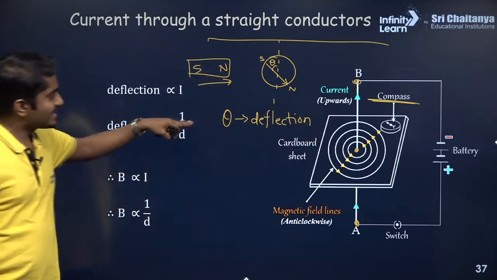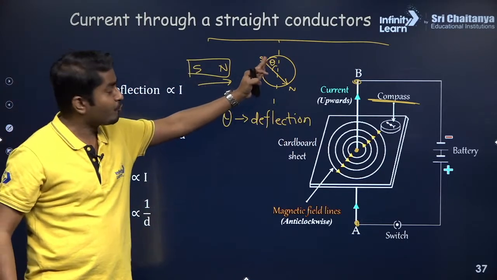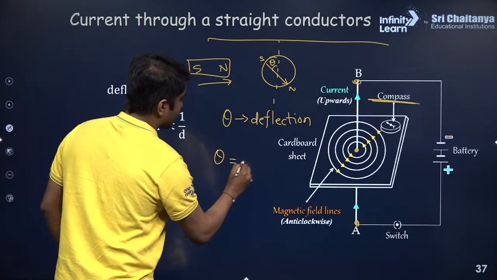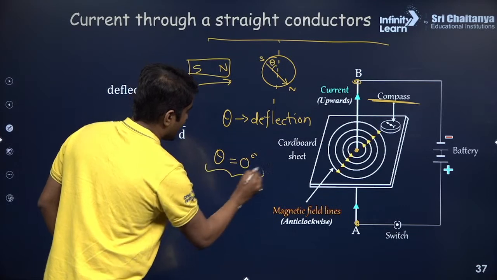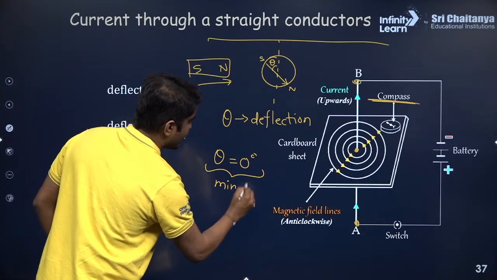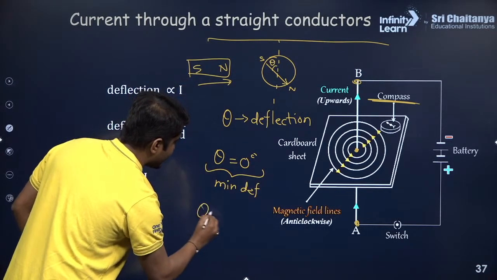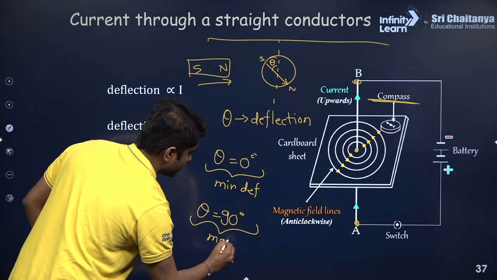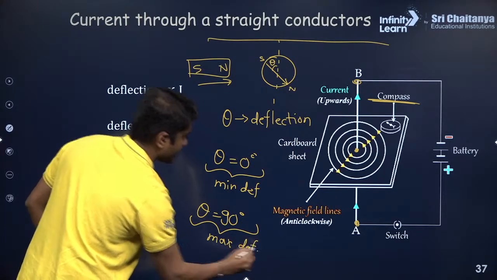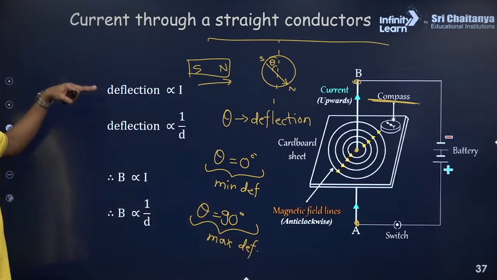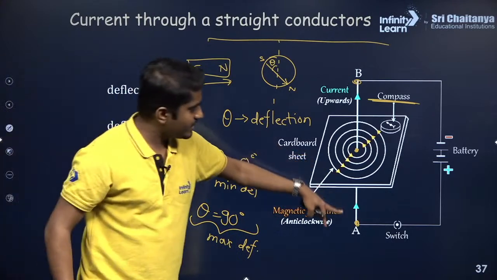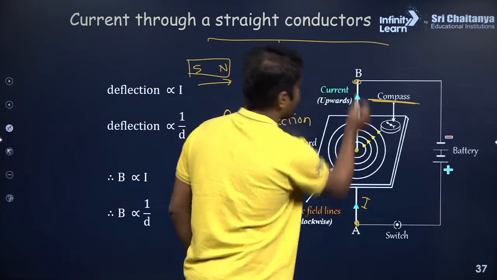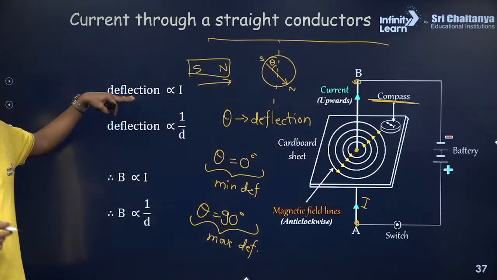Okay, this is the deflection in the compass needle. By what angle is it rotated? So theta is equal to 0 degrees, that means minimum deflection, and theta is equal to 90 degrees, that is the maximum deflection. So you change the current which is passing through this conductor AB and measure the deflection.